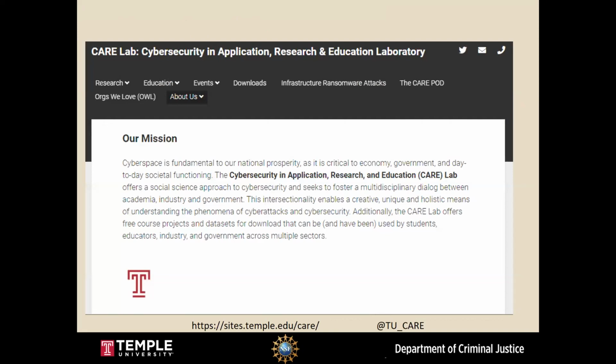This is our mission. We offer a social science approach, and we are looking at having a multidisciplinary dialogue between academia, industry, and government. We're looking to make this intersection meaningful. How can it have a unique creative approach so that we get a more holistic understanding of cyber attacks and cybersecurity? Today, I'm going to talk about the three components that are at the heart of the CARE Lab: application, research, and education. I'm going to start by talking about research. What are some of the things that we've been looking at?